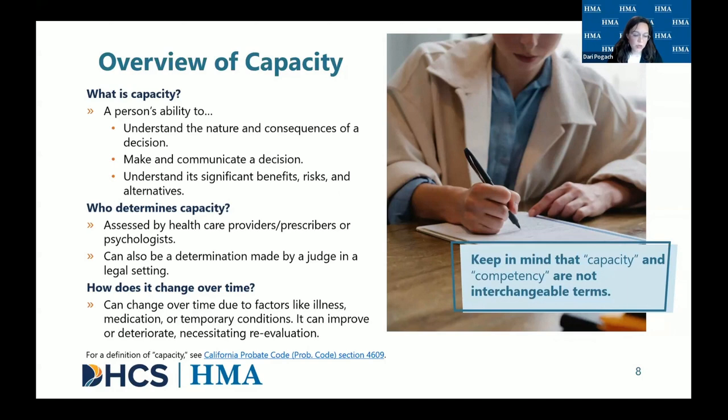We're going to get into, during this presentation, who determines capacity, and we'll talk about the role of healthcare providers in assessing capacity, and then how a judge goes about making a determination of capacity in a legal setting. And I'll defer to Judge Cousins when we get to that slide for a discussion of that role. Right now, I'd like to hand the mic over to Dr. Avery to talk about how capacity fluctuates or can change over time.